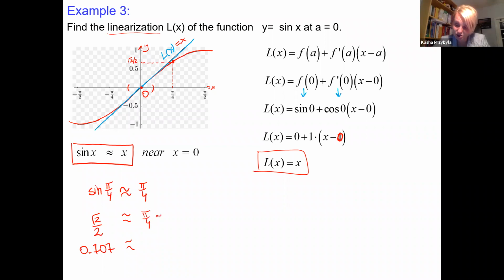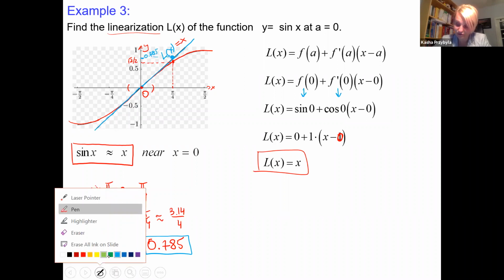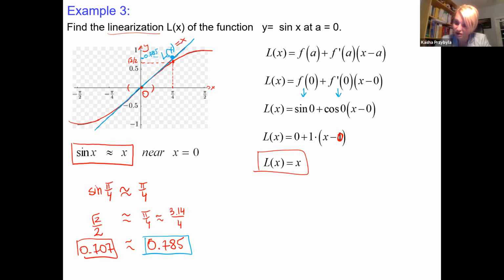That means this will be actually 3.14, because of course we can't use degrees. Okay, 0.785, but this number, let me use the blue. We did overestimate, but you can see the blue dot. This will be 0.785. The blue dot is definitely higher than the actual value, the red dot, okay?